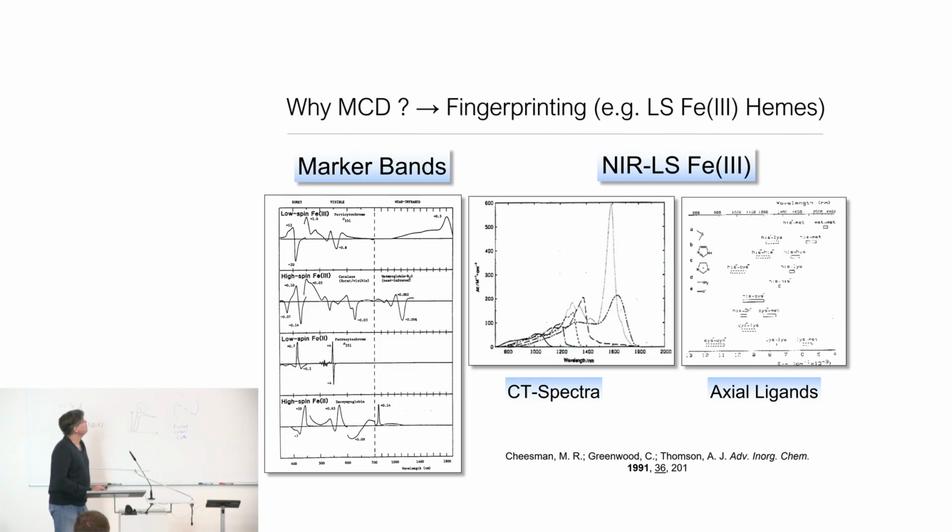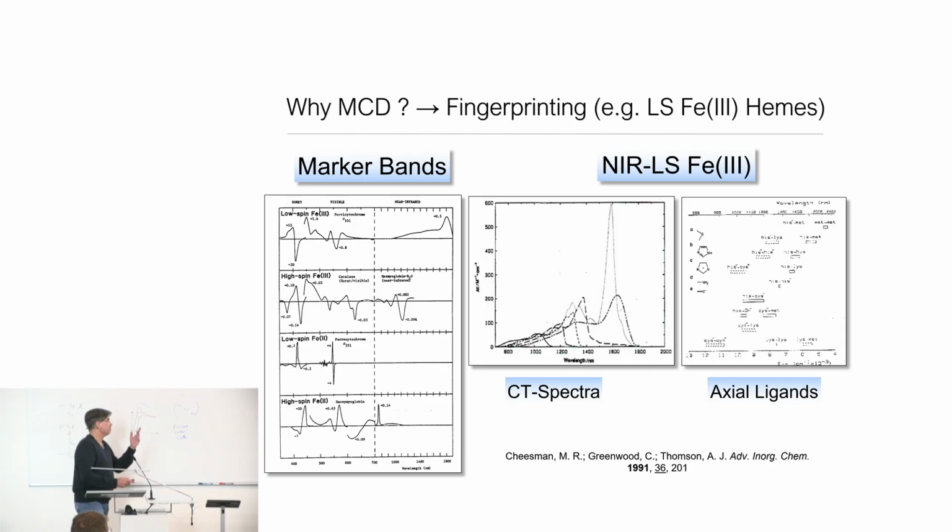It also turns out, for the case of low spin iron 3 porphyrins, that the MCD in the near infrared region is very sensitive to the axial ligand that is coordinating to the iron. And so what people have done, a pioneering group in Norwich in the UK, they have measured known iron porphyrins in the near IR, and they were able to make such a table.